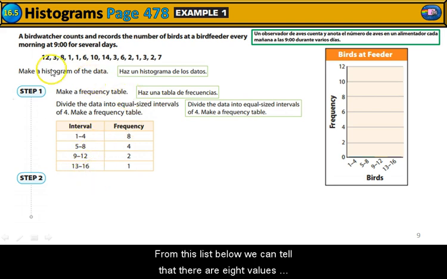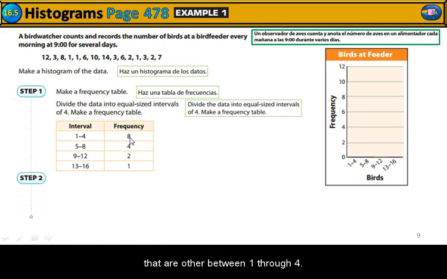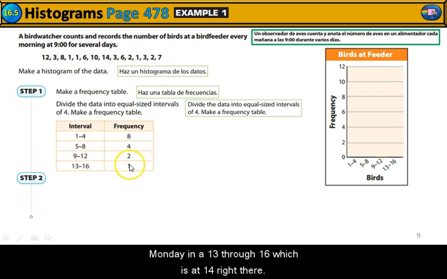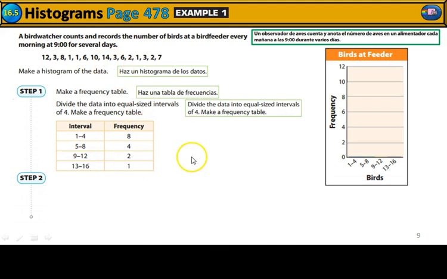From this list alone, we can tell that there are 8 values that are between 1 through 4, 4 values between 5 and 8, 2 values 9 through 12, and 1 value in the 13 through 16 group, which is that 14 right there.